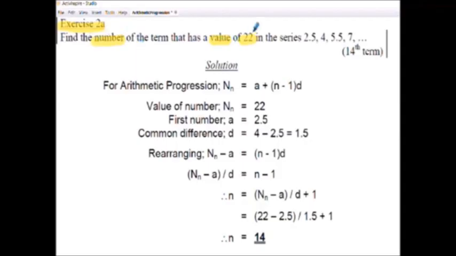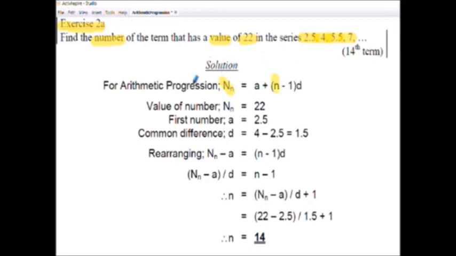So we check the series, 2.5, 4, 5.5, 7, and it's an arithmetic progression because there's a common difference between each term. In this case the difference is 1.5, 2.5 add 1.5 is 4, 4 add 1.5 is 5.5, so we've got an AP here. So the formula we're going to use is the Nth term equation because we're given a value of Tn, 22 in this case, and we've got to find the value of little n, where it occurs in the series.